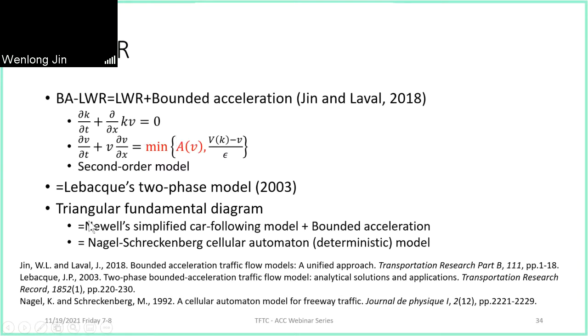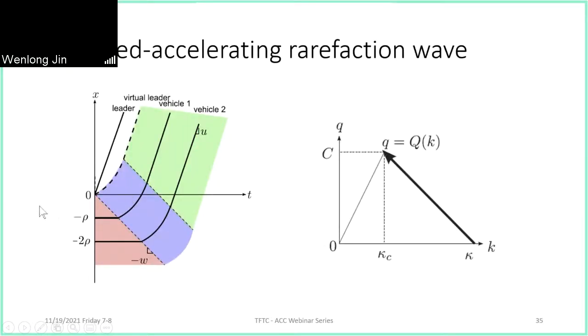And then if we have a triangular fundamental diagram, this turns out to be the bounded acceleration version of Newell's simplified Kinematic Wave model. And this is also equivalent to the very famous Nagel-Schreckenberg cellular automaton model. Of course, the deterministic version. There is a stochastic version. And with the bounded acceleration, right, this is how traffic flow should be.